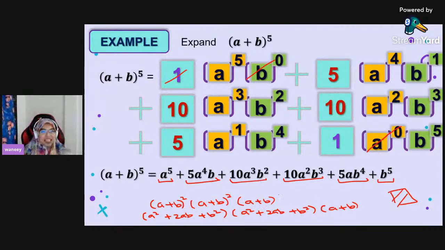So macam ni lah kita nak guna binomial expansion. See, it will be much more easier if we use binomial expansion compared to expanding them one by one. Sebab tu lah kita tak expand macam ni. Kita guna formula, so kita nak mudah. Okay, so now let me go to the next example.